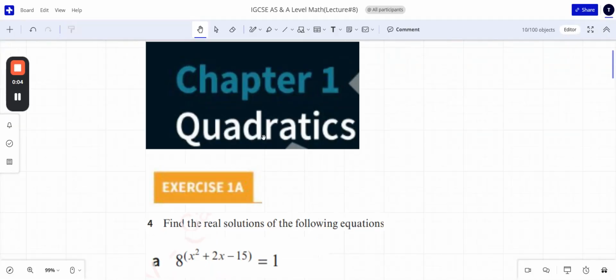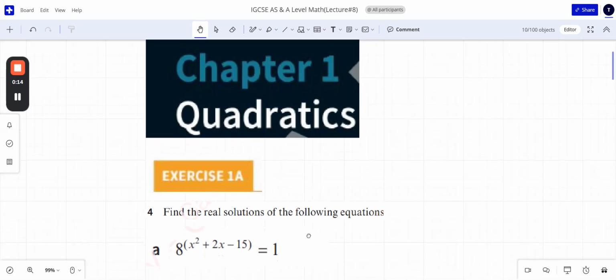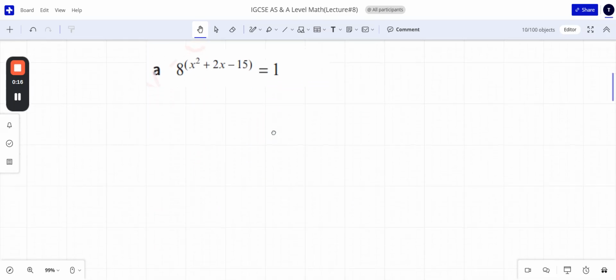Assalamu alaikum, dear students. Chapter 1, Exercise 1A, question number 4 is: find the real solution of the following equations. Part A is 8^(x² + 2x − 15) = 1. So this is an exponential equation. For an exponential equation, if the bases are the same, we can equate the powers.